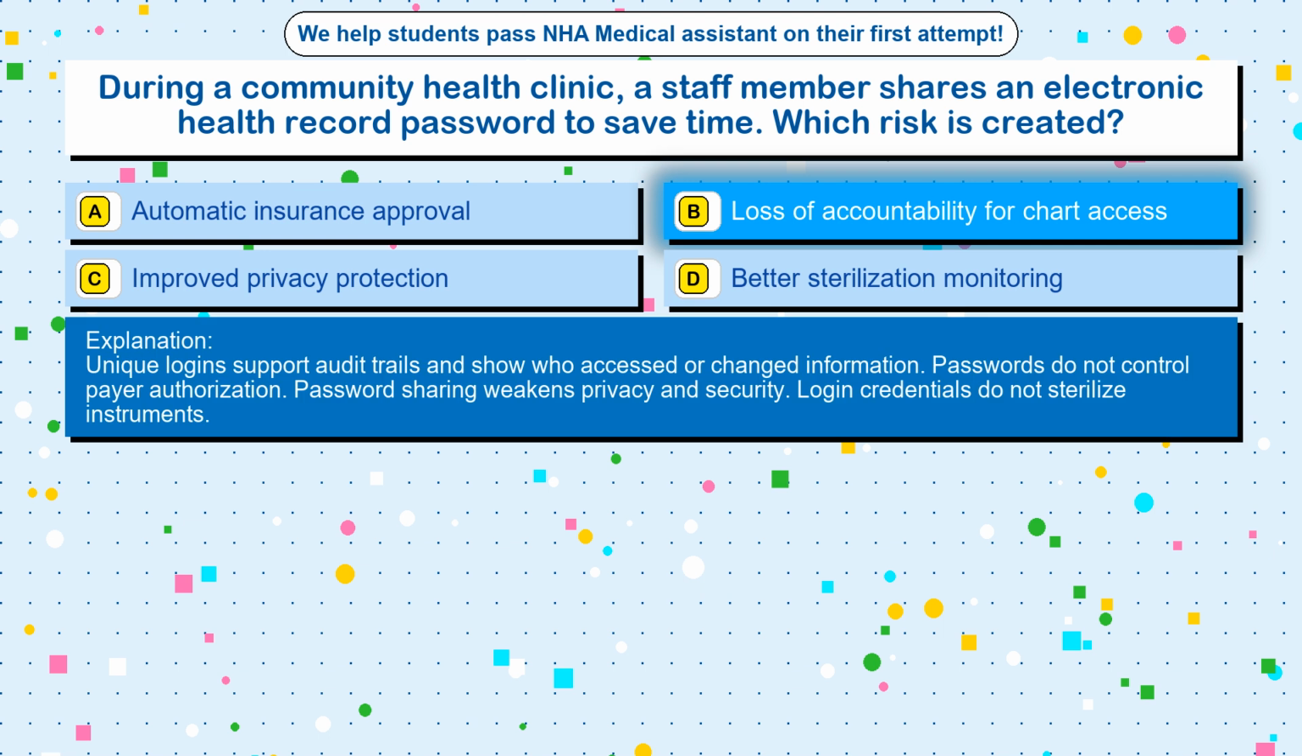Unique logins support audit trails and show who accessed or changed information. Passwords do not control payer authorization. Password sharing weakens privacy and security. Login credentials do not sterilize instruments.